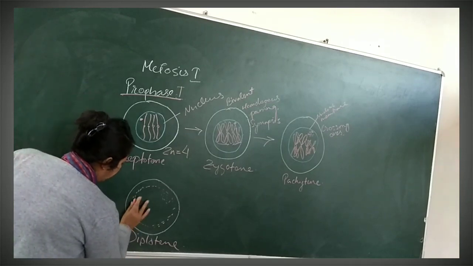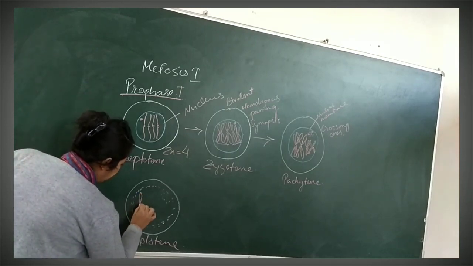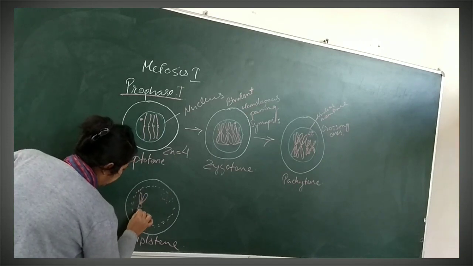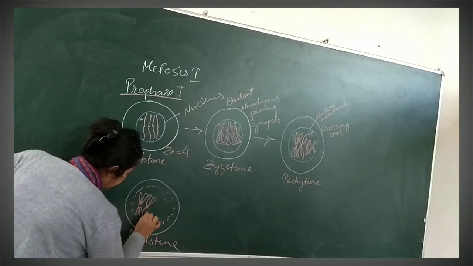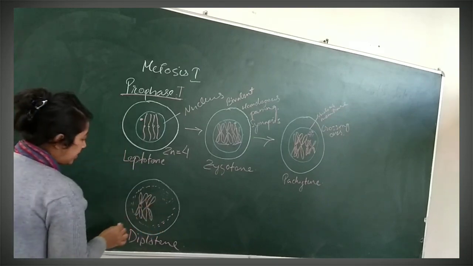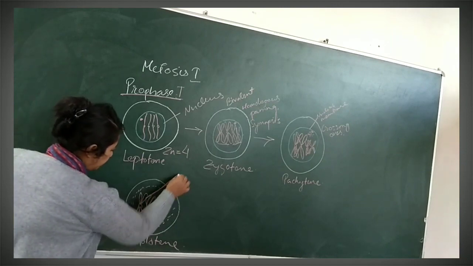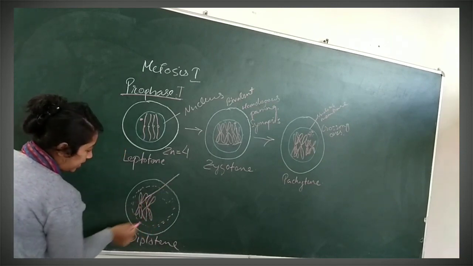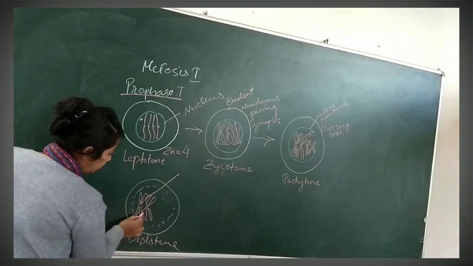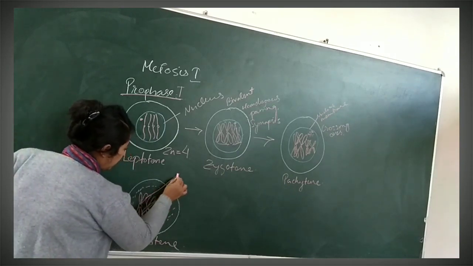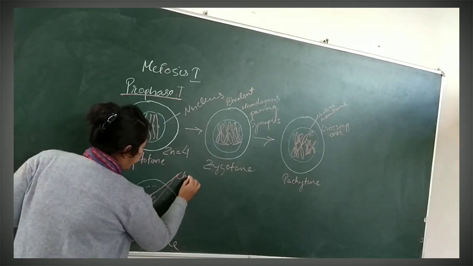So in this now, we find chiasmata. Now what is chiasmata? These are some points of attachment. Say for example, this is a point that is attached now after the process of crossing over, and this is the point where it is attached now. So the point of attachment.